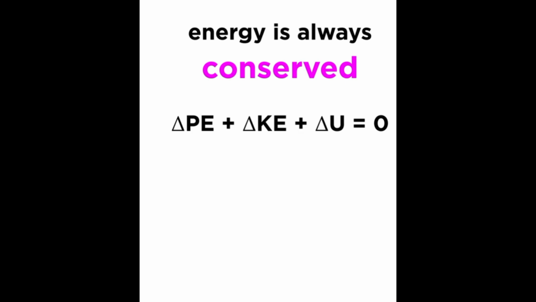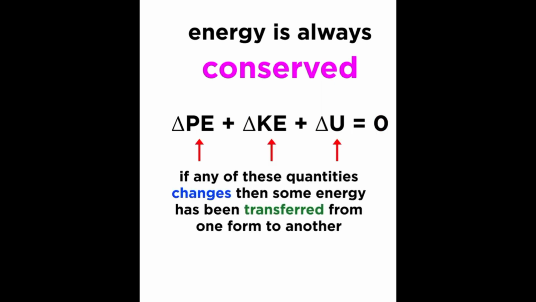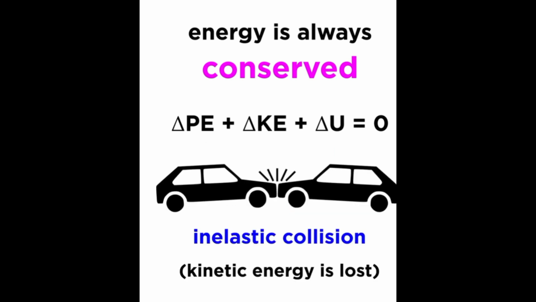with the following equation. Change in potential energy plus change in kinetic energy plus change in internal energy will always be zero. That means that whenever there is a change in any one of these quantities, the difference in energy must transform into or be provided by one of the other forms. So when two objects participate in an inelastic collision, some of the kinetic energy is transferred into internal energy, which will be absorbed by the objects.